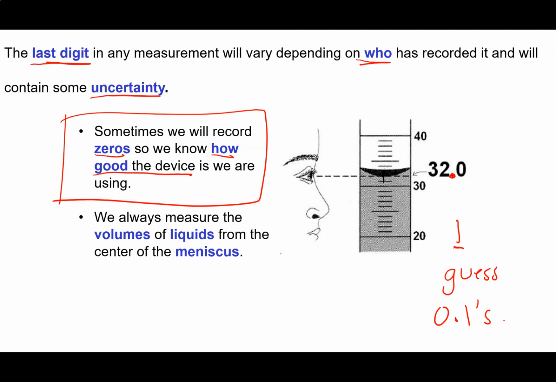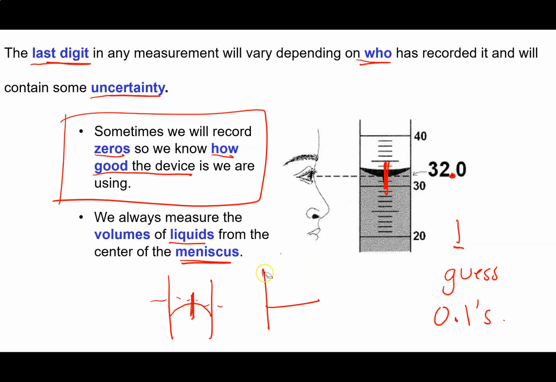There's another little thing that this diagram illustrates, which is that when we're measuring the volume of a liquid, we always measure from the center of the liquid, from the center of the curve of the liquid, which is what we call the meniscus. So we're always going to be measuring from the middle there, okay? And this is important. Sometimes the meniscus will curve up, but we always measure from the middle, so we know that we're going to measure from the top of the meniscus.